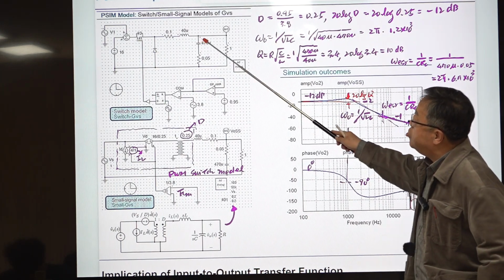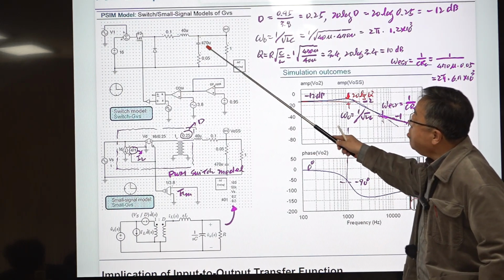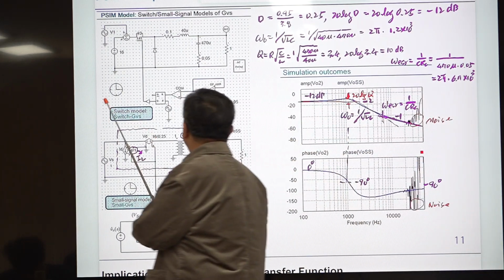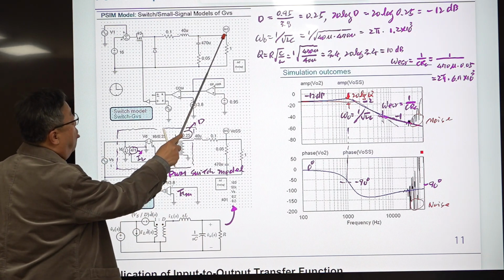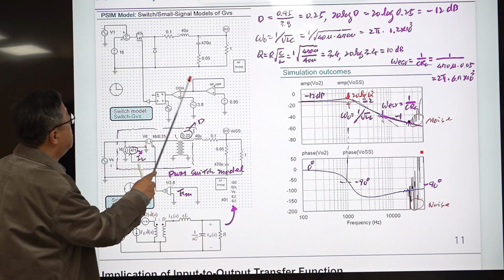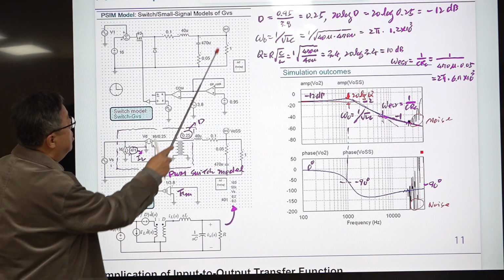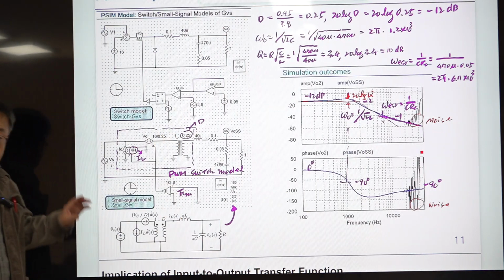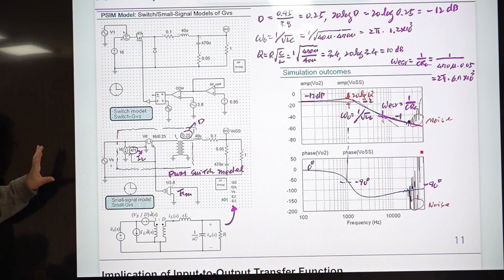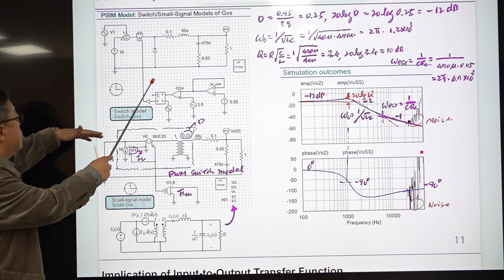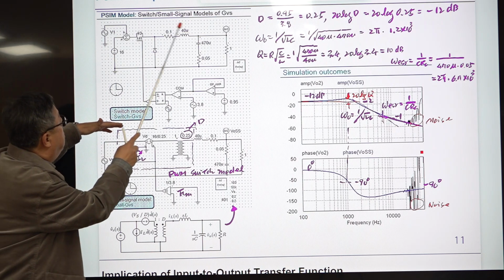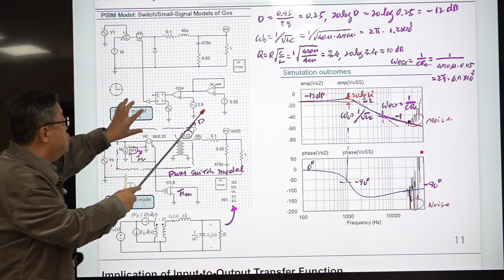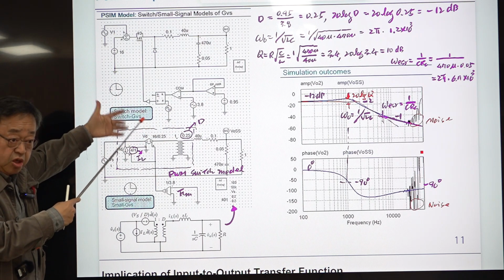So this is a closed loop controlled converter. No, not closed loop, because this is open. This is the output, and this will generate the duty ratio modulation, so there is no connection in between. This is the open loop. With this, you can simulate the input to output transfer function using this time domain circuit model.